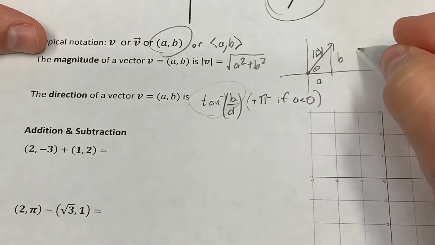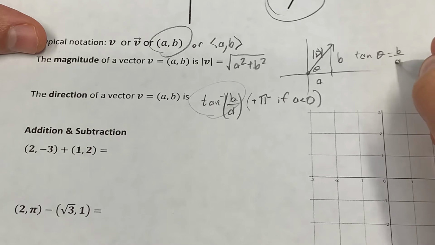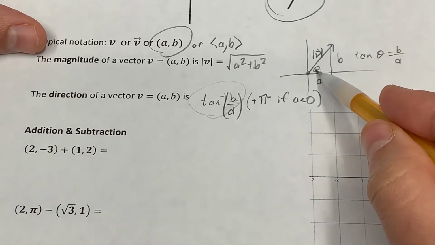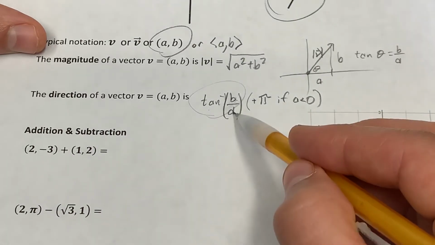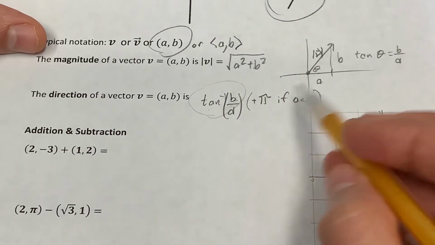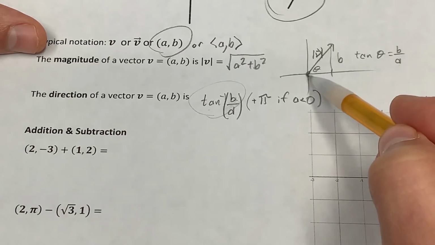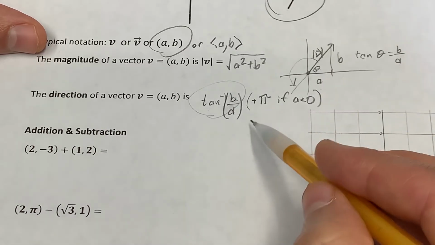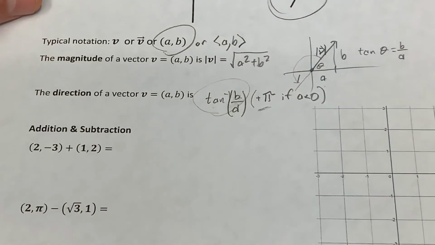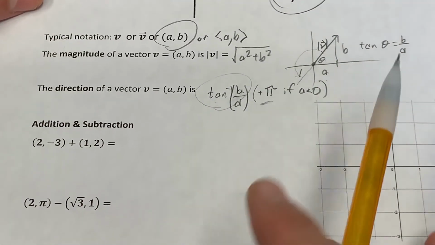So we have tan of theta equals b over a, right? The tangent of that angle is the slope. So tan inverse of the slope gives us the angle. Well, that's going to tell us about this, but if we should happen to have a less than 0, let's say we're in quadrant 3, we have to add pi to get from what tan inverse gets us to there. So you're going to have to use some common sense to know whether you add pi, or if you're in degrees, you're going to add 180.